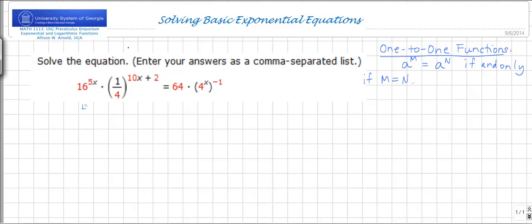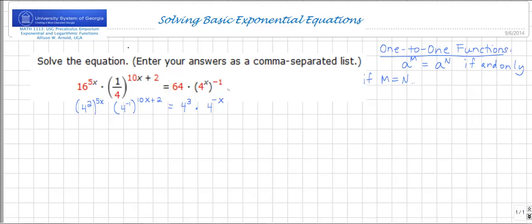Notice that 16, 1/4, 64, and 4 are all powers of 4. So let's go about writing each of these ultimately as a single power of 4 on each side. Okay, so we have 16 to the 5x power times 1/4 to the power 10x plus 2 equals 64 times 4 to the x itself raised to the -1 power.